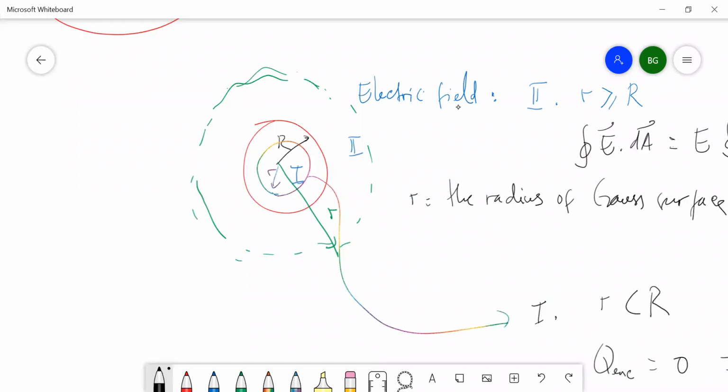Okay, anyone? Is the Gaussian surface also just a thin shell? Yes, yes. The Gaussian surface, if we talk about a surface, it is a thin shell also. Yeah, exactly. Okay, thank you.